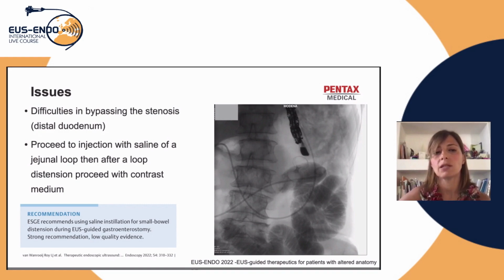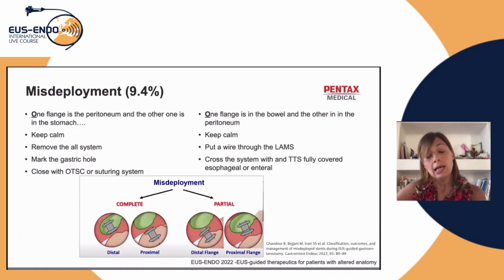Once again, ESGE recommends the use of saline instillation for small bowel in order to distend the loop as much as you can. The risk of misdeployment is not so low, described at around 10%. The problem of misdeployment is that the patients are always fragile, so we have to close the gastric hole if we have misdeployed the LAMS, retrieve everything, close the gastric hole, or refer the patient to surgery in case of the LAMS released in the peritoneum.